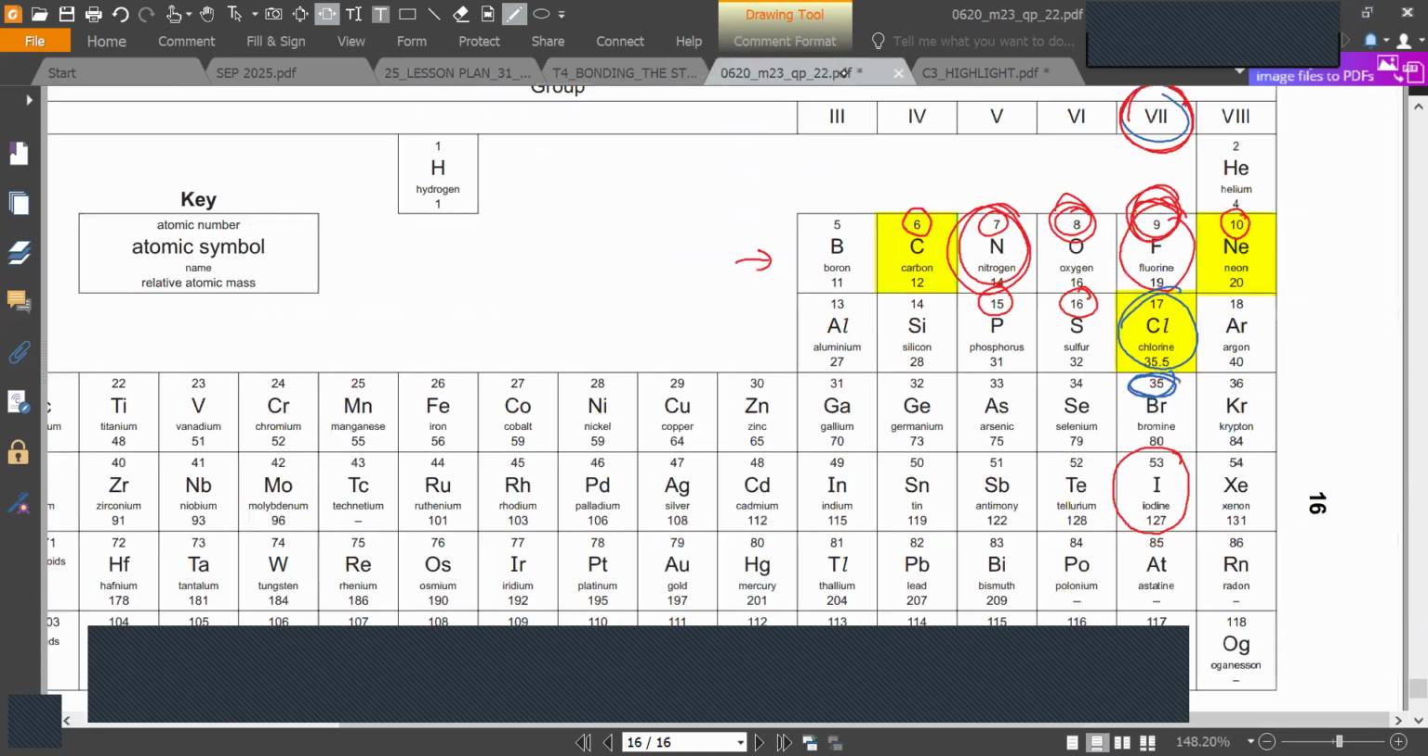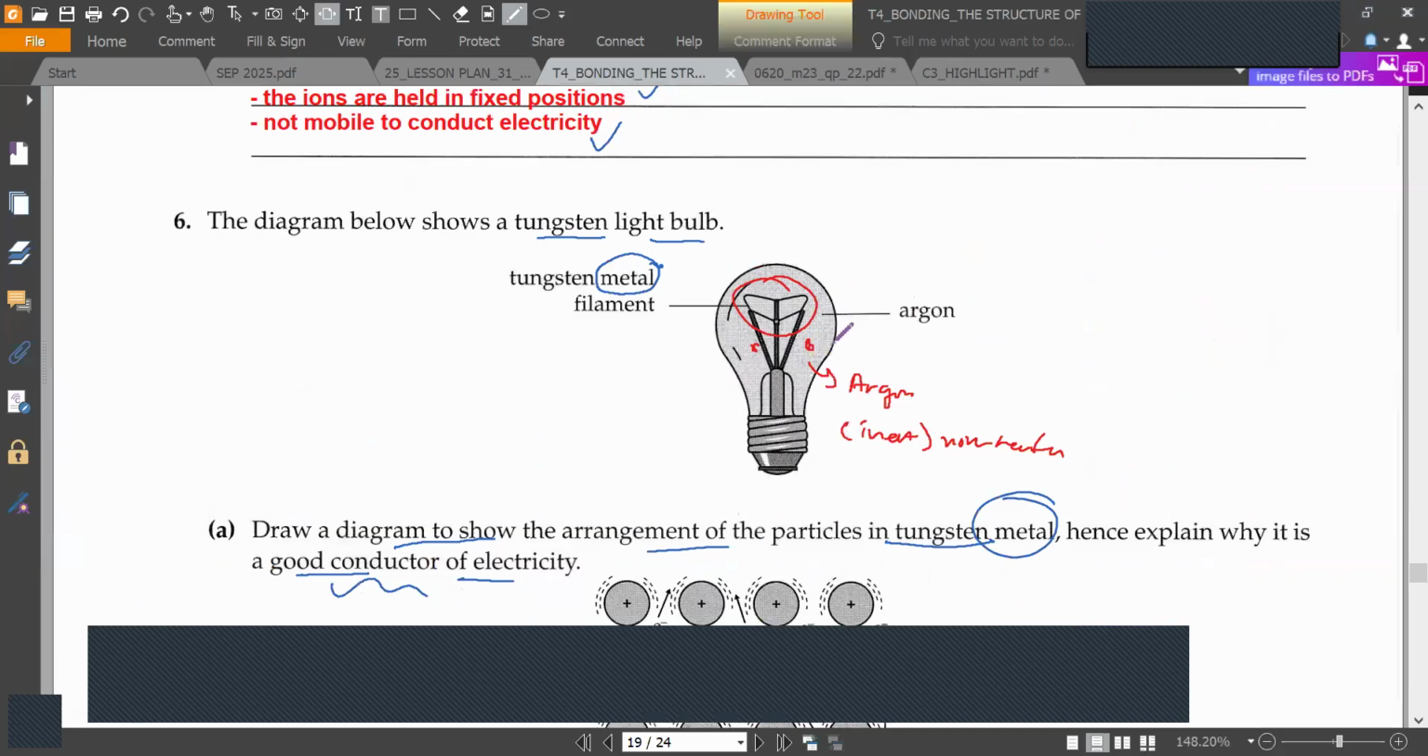Why? Argon is here, group 8. If we look at the electron configuration, 2, 8, 8, it already has a full shell, so it does not react. We call it non-reactive. We call it inert. So this is very important for the light bulb.